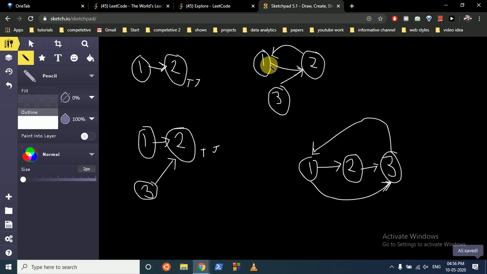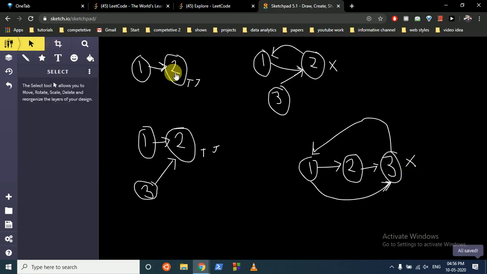Now look at this example. Though 1 and 3 trust person 2, 2 also trusts 1. So this cannot be the town judge, because the town judge trusts nobody. That's why he can't be the town judge. In this one, 2 trusts 3, 1 trusts 3, 1 also trusts 2, but 3 trusts 1. Now as you can see, both of them trust 3, but 3 also trusts 1. That's why there is no town judge.